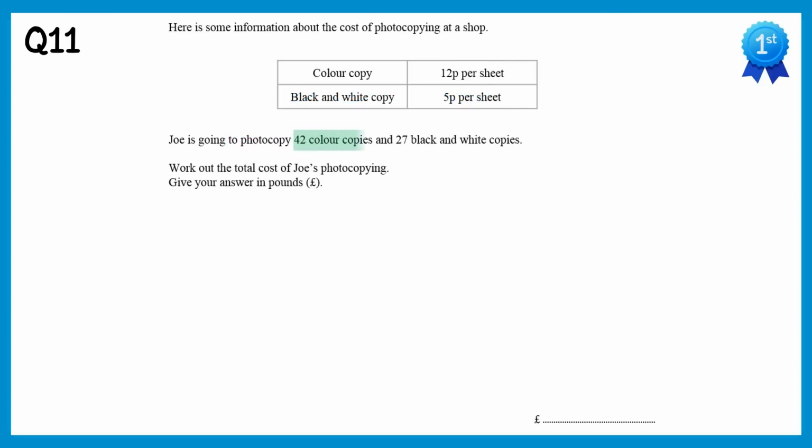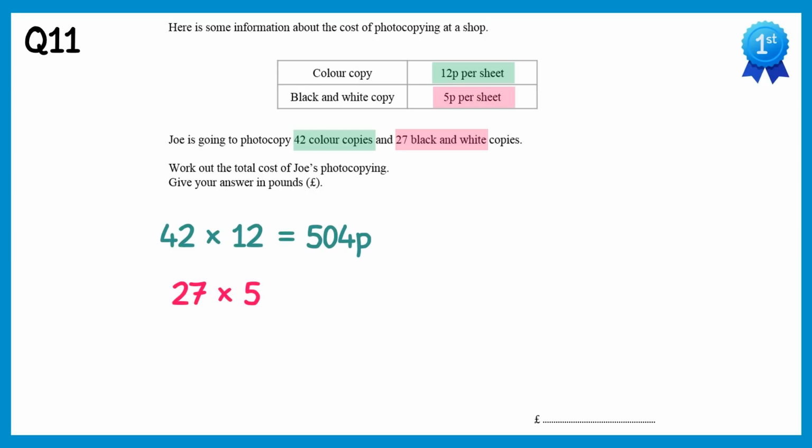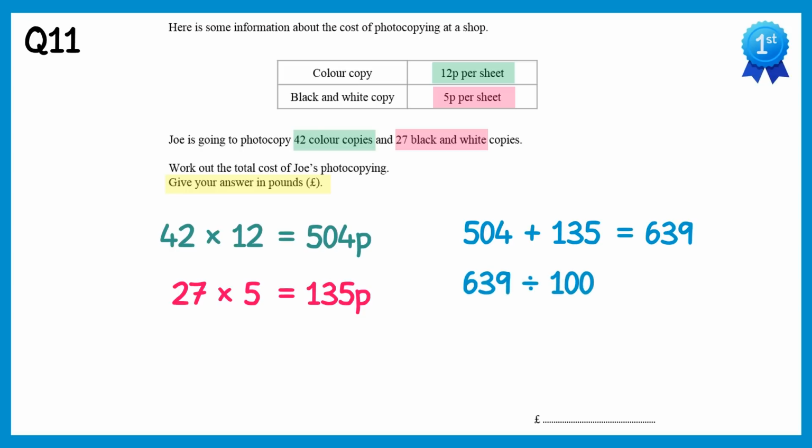Joe is doing 42 colour copies at 12p per sheet. So if we do 42 times 12, we find out this would cost 504 pence. He's also doing 27 black and white copies at 5 pence per sheet. So 27 times 5 gets you 135 pence. If we add both of these totals together, we'll get the answer 639, but the question said give your answer in pounds. So we'll do 639 pence divided by 100, which gets you £6.39.